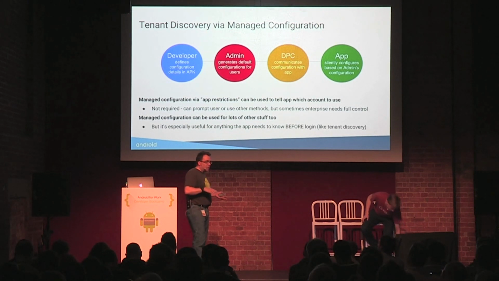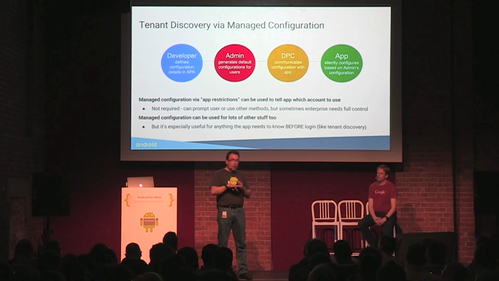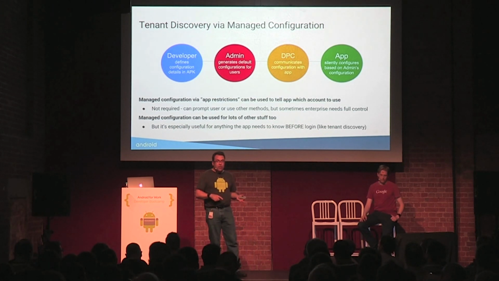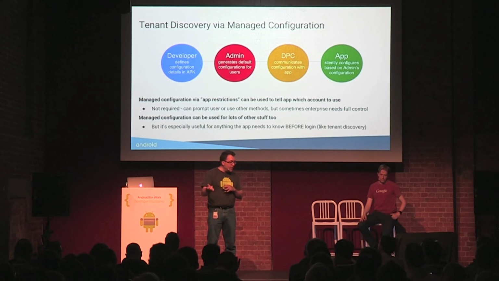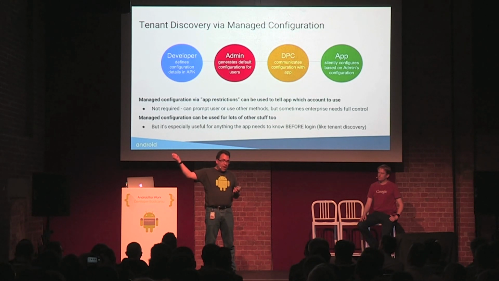So that's how the SaaS app and the SaaS backend figure out which identity provider to go to. Well, the great thing about managed configuration is you can, using the EMM, using the configuration that for a given enterprise customer, already tell which backend, which tenant, which IDP should be hit.